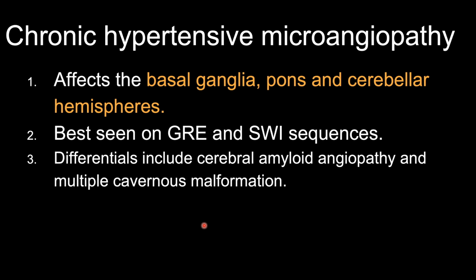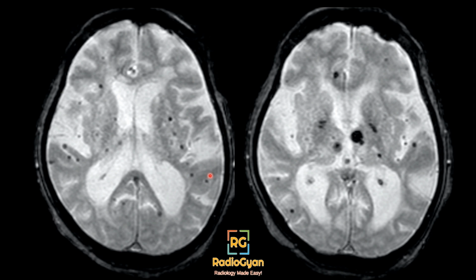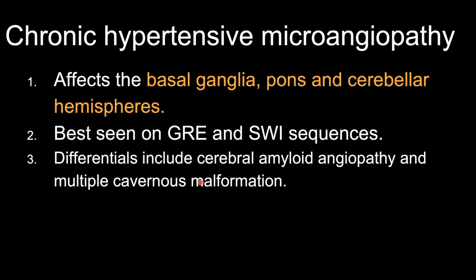So what we saw here is a GRE based sequence. In GRE, if there is calcification or blood, these structures appear more hypointense than they do on, say, a T2 or T1 based sequence, and that is the exact definition of blooming. So for blooming to occur, the signal on SWI or GRE based images should be lower than that of T1 or T2. As I said, these are best appreciated on GRE and SWI based sequences.